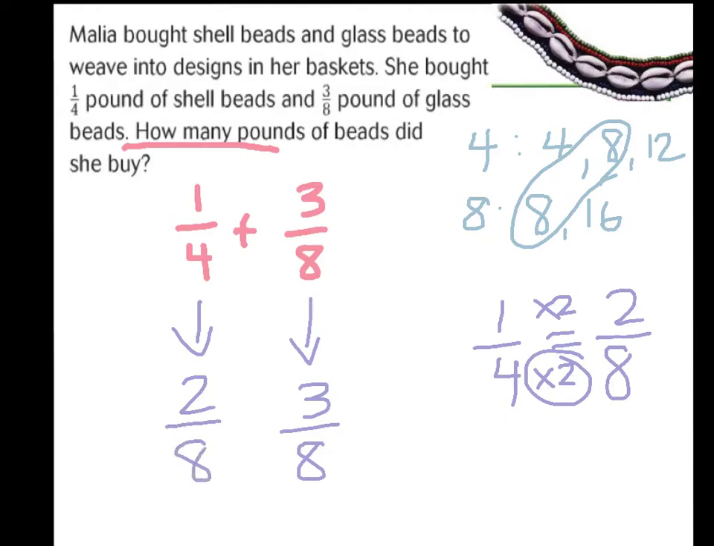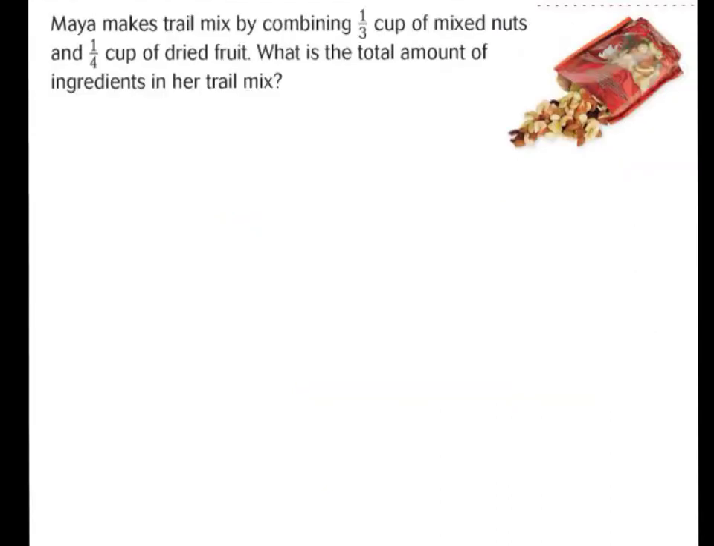Now that both fractions are the same denominator, I can add them together. So 2/8 plus 3/8 equals 5/8. So Malia bought 5/8 of a pound of beads. Let's take a look at another problem. Maya makes trail mix by combining 1/3 cup of mixed nuts and 1/4 cup of dried fruit. What is the total amount of ingredients in her trail mix?